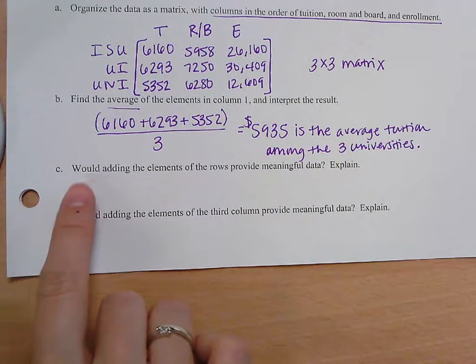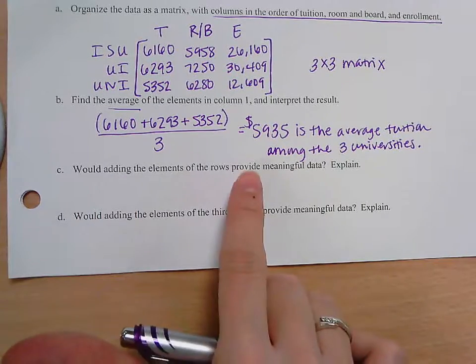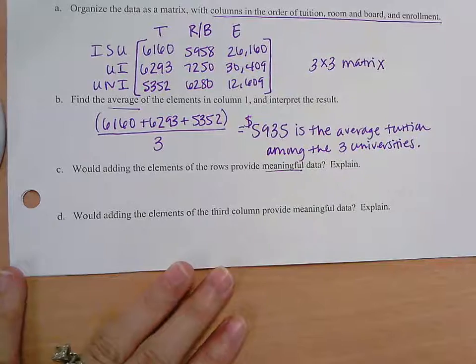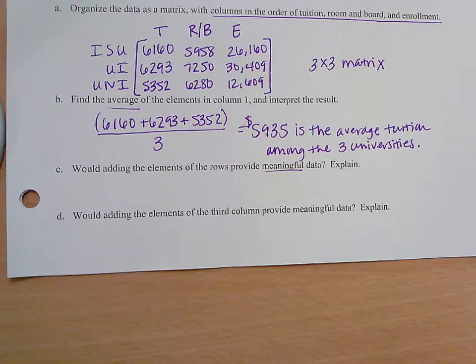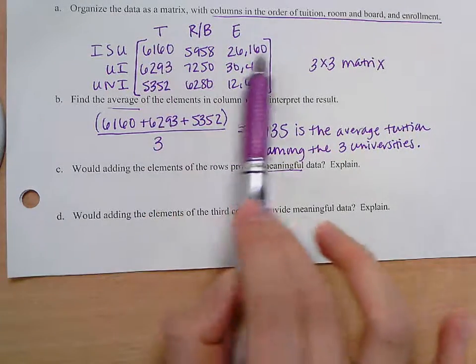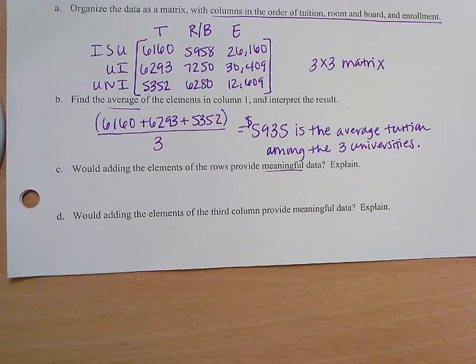In part C, it asks, would adding the elements of the rows provide meaningful data? And again, meaningful is not like would it mean something to you personally, but just the value you get. You have to think about what that value represents. Does it make sense, basically, to add those elements together? So if you go across a row, would the number you get be a meaningful number? Yes or no, and then why? Or would it make sense to add the 3 numbers that are in a row?